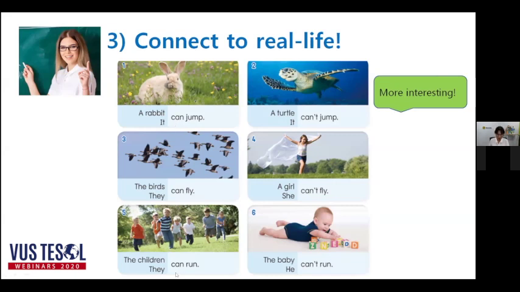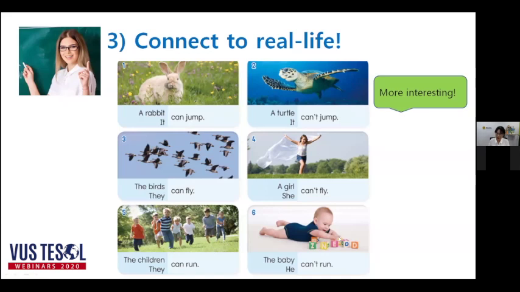Now let's look at number 5. You can see lots of children there, right? So students can identify with these children. It's their age, right? Children are running and they look very excited, right? The children can run. They can run.